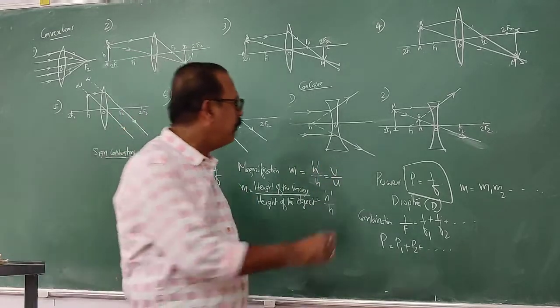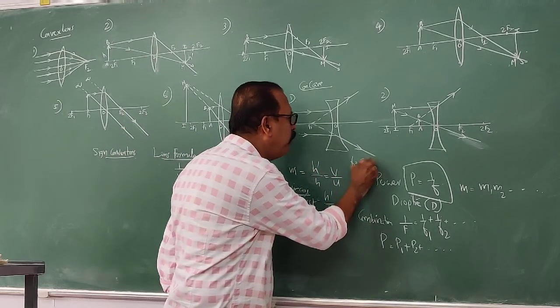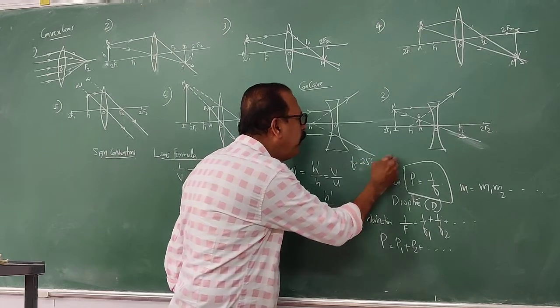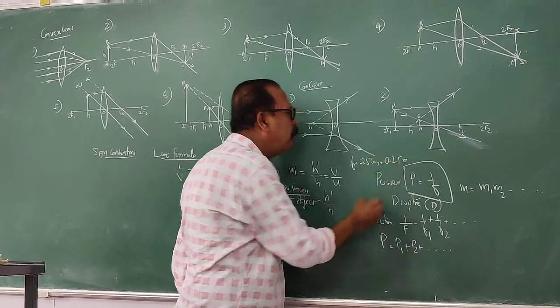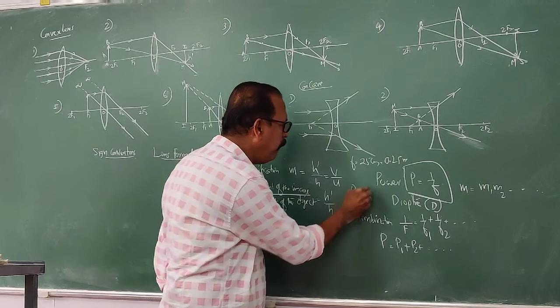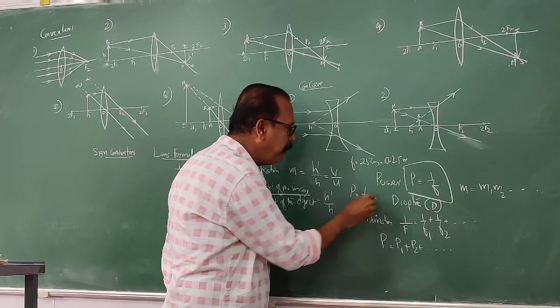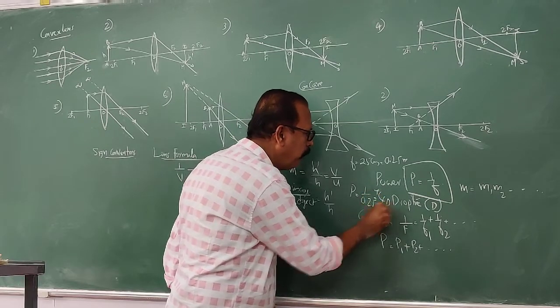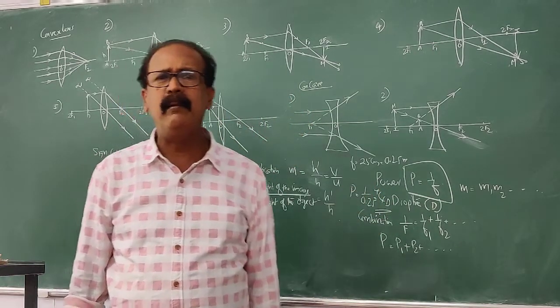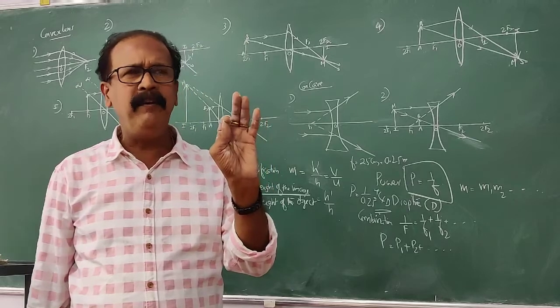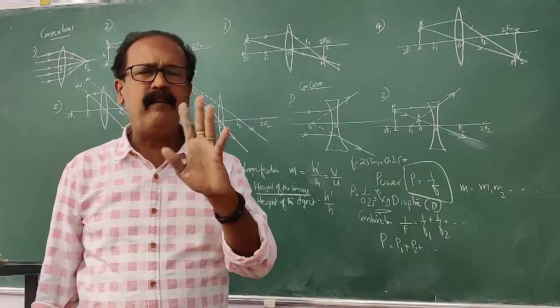For example, if the focal length of a convex lens is 25 centimeter, write it as 0.25 meter. Then power will be 1 by 0.25, which is 1 by 1/4, that is plus 4 diopter. That is how it must be calculated. Power is positive means it is a convex lens, always it is like that.